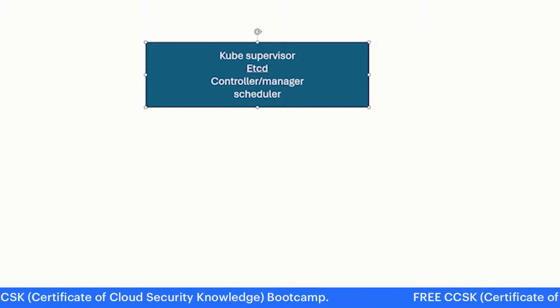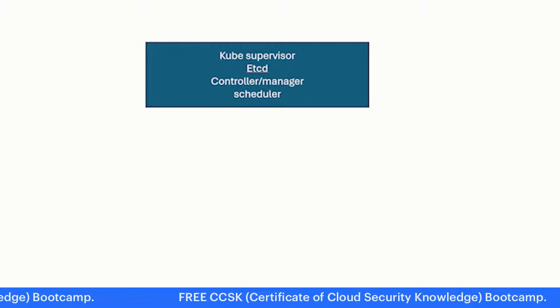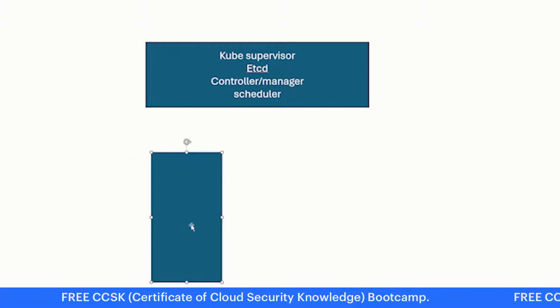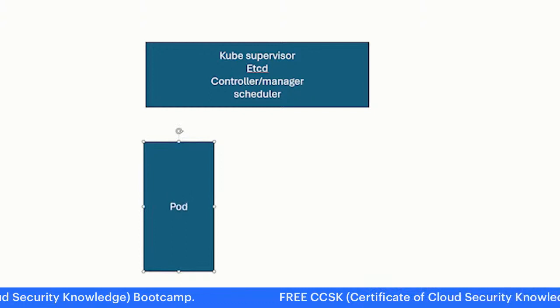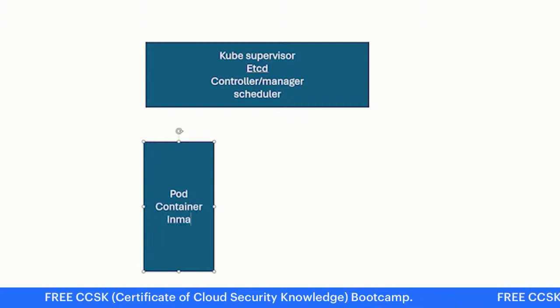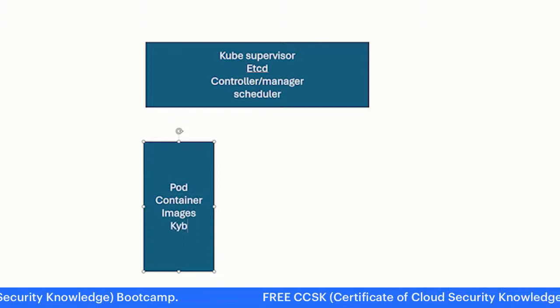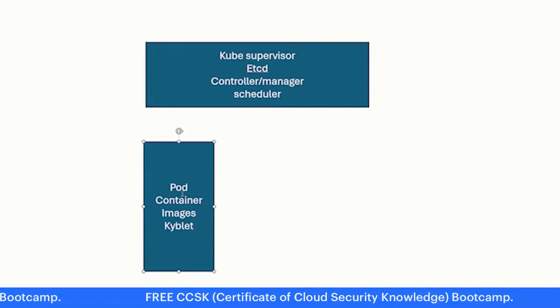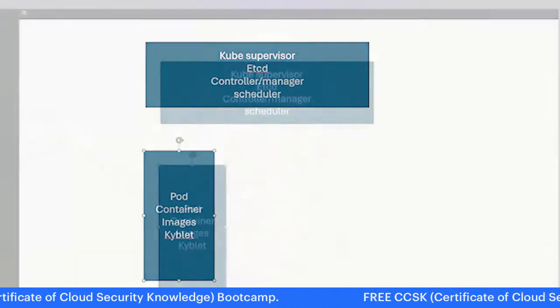And then we typically have the nodes where these things run, and we'll have maybe multiple nodes. But in each node, we'll have the pod itself, and in the pod, we'll have the container images. And we'll have the kubelet. So, we typically have these two elements in Kubernetes. We're talking about the control plane and then, of course, the data plane.